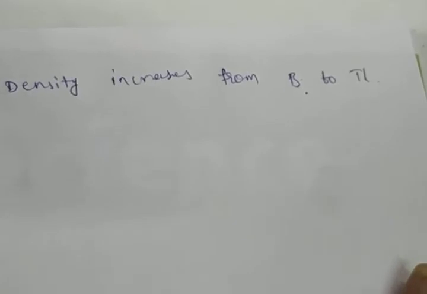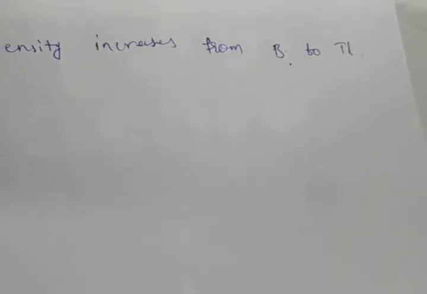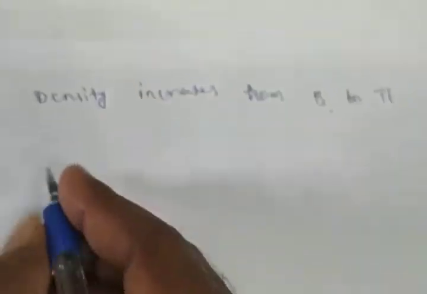The melting points and boiling points of 13th group elements do not show any regular trend. This is due to the difference in their crystal structures. Melting and boiling points. Okay. So what are the melting and boiling points? How are they?